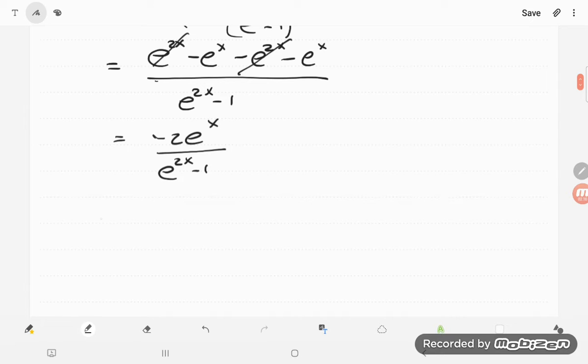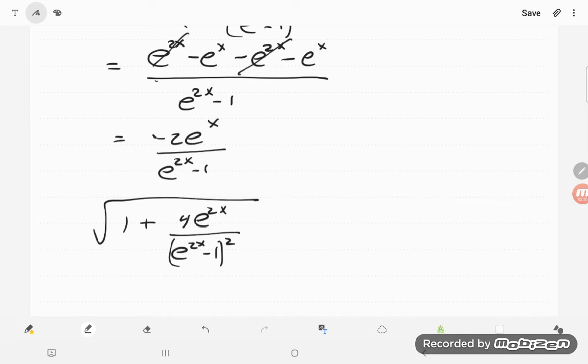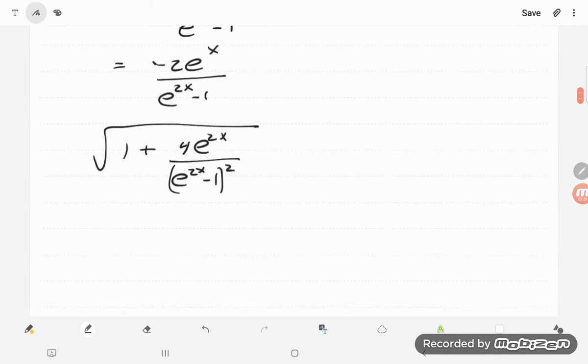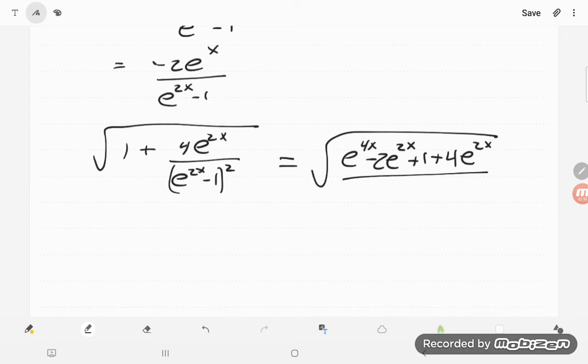Now we need the square root of 1 plus that thing squared, so 4 e to the 2x over (e to the 2x minus 1) squared. I'm not going to put the integral stuff around it. I'm going to mess with this first. Okay, so what is that? Getting a common denominator and multiplying that thing out on the top, we get e to the 4x minus 2e to the 2x plus 1, and then plus 4e to the 2x. And that's all over (e to the 2x minus 1) squared, and that's all under the square root sign there.